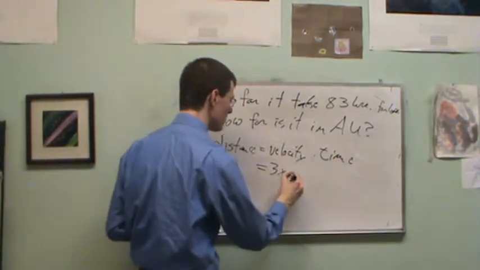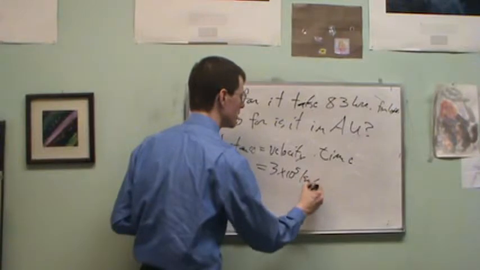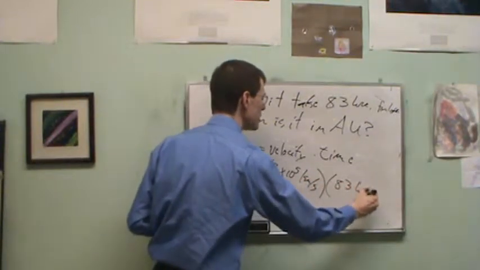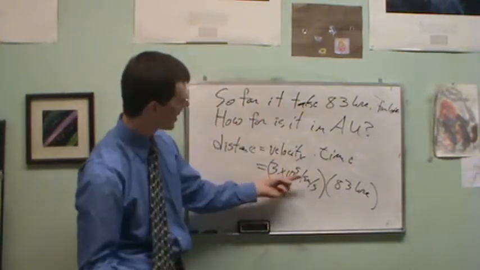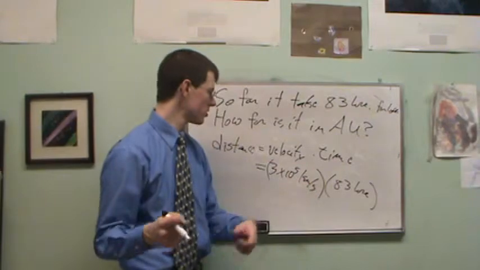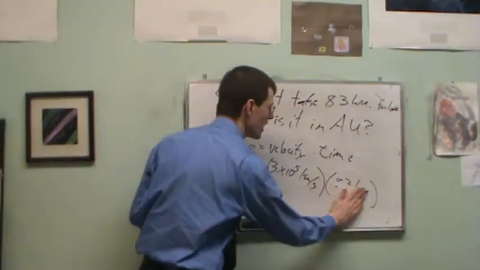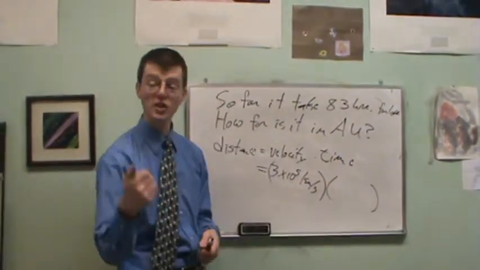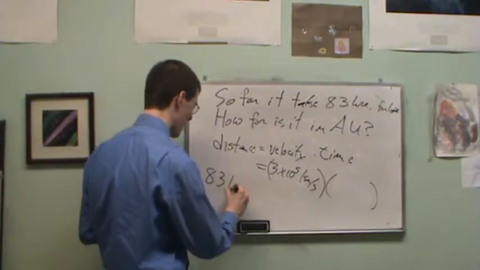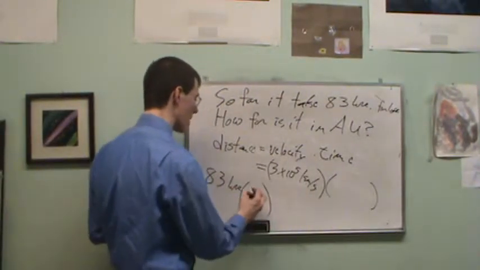Velocity is 3 times 10 to the 5th kilometers per second. We take a time of 83 hours, and hold the phone. I can't multiply that because this is kilometers per second but those are in hours, so what do I have to do? Before I do anything else, I have to convert 83 hours into seconds in order to do the calculation. I multiply by 60 twice.